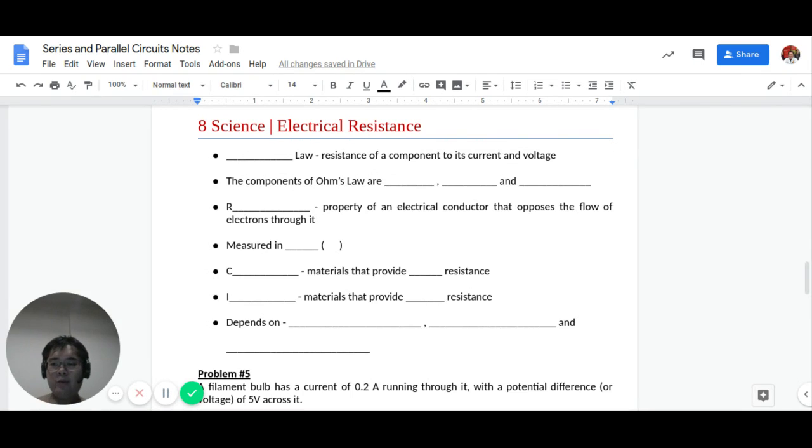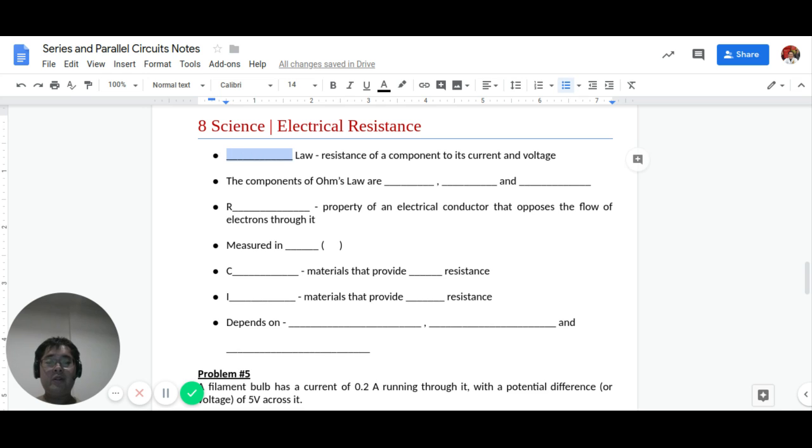Everyone. This time we are going to complete the electrical resistance notes, and these notes are on par with the Google Slides which I have given. So just make your way to the Google Slides and you will see that most of the components, or even most of the notes, are very similar.